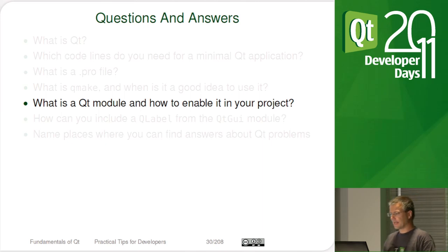What is a Qt module and how to enable it in your project? So let me answer this question. Yeah, a Qt module is a set of functionality like XML support. So we have to specify this in our project file with QT += xml in this case. And if we want to use the functionality within our source code, we have to include the specific header files of this module.